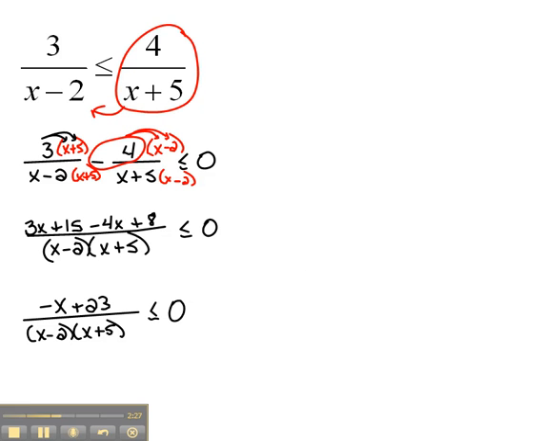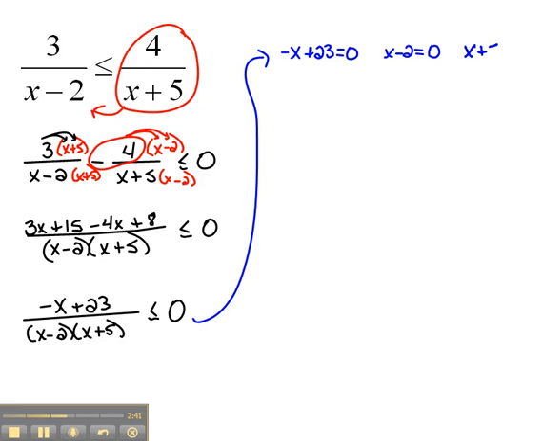Much, much better. Now we're going to take each one of those factors, the numerator, which was negative x plus 23, set that equal to 0. The x minus 2 factor, and set that equal to 0. And the x plus 5 factor, and set that equal to 0. So here we would have 23 equals x. Here we would have x equals 2. And here we would have x equals negative 5. These are our critical values.